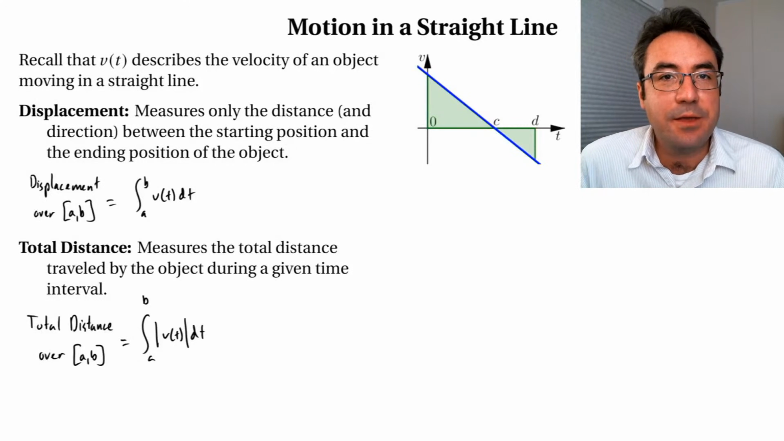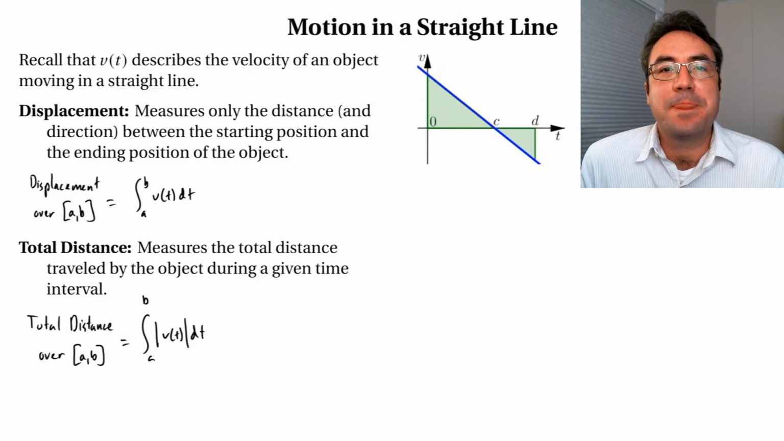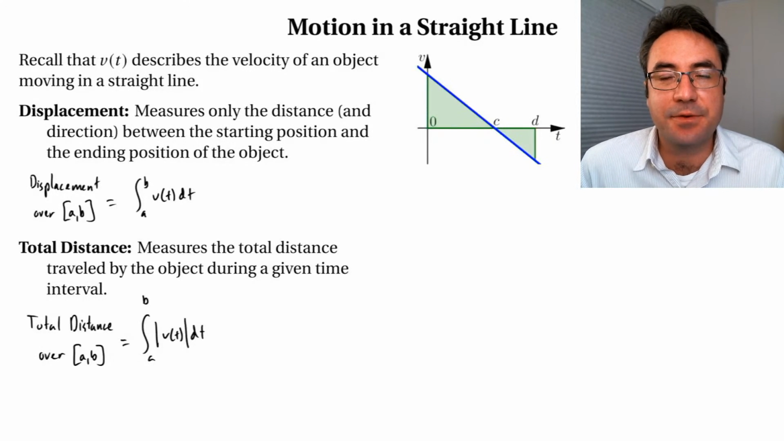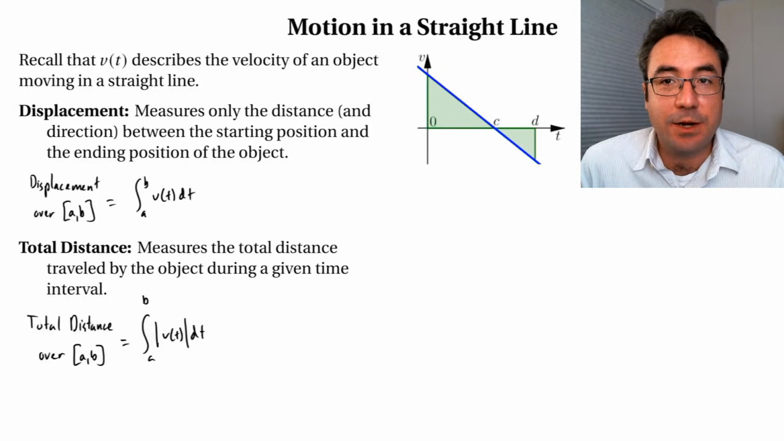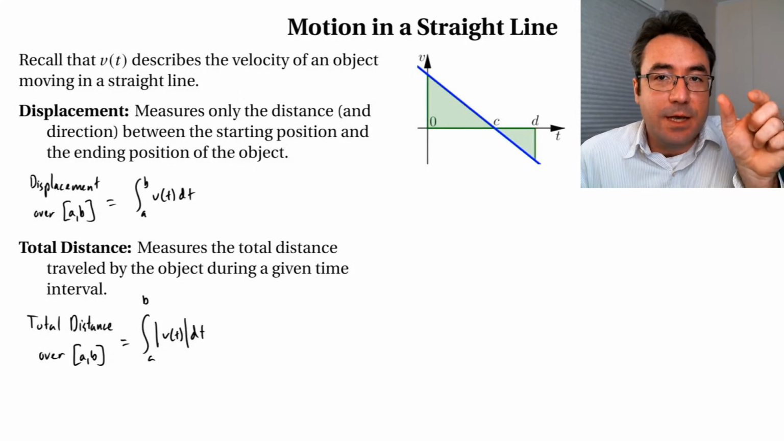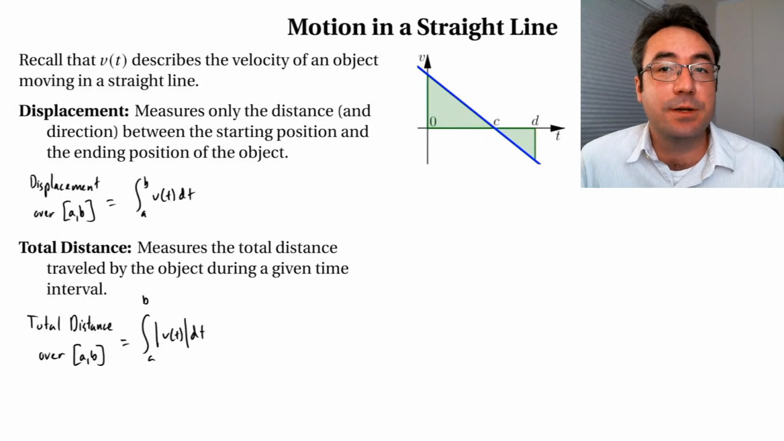So what the absolute value sign is doing is it's effectively getting rid of the direction in our calculations. So total distance really doesn't have, we're not interested in the direction we're traveling in. We just want to know how far we're traveling. Displacement worries about both. It's worried about the distance you're traveling, but then also the direction that you end up in.